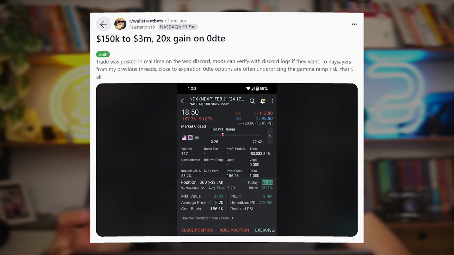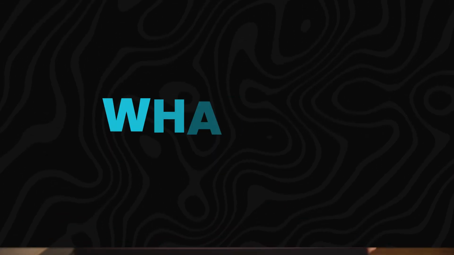Degenerates from Wall Street Bets have made multiple thousands of dollars in returns, even millions of dollars in returns, by trading 0 DTE options, but they also lost a lot of money. This is pretty much your bread and butter on Reddit if you go in the Wall Street Bets subreddit. But what are these options?